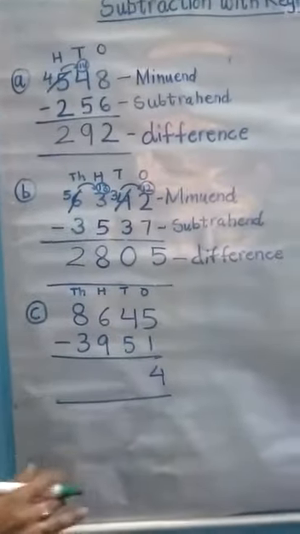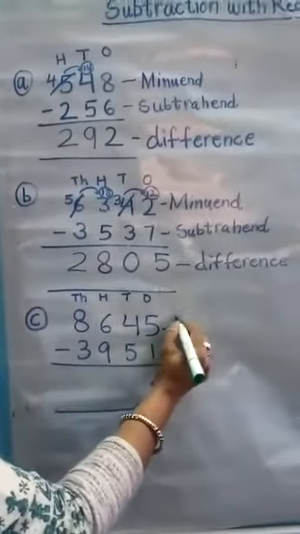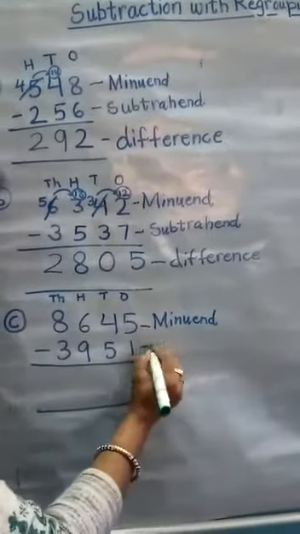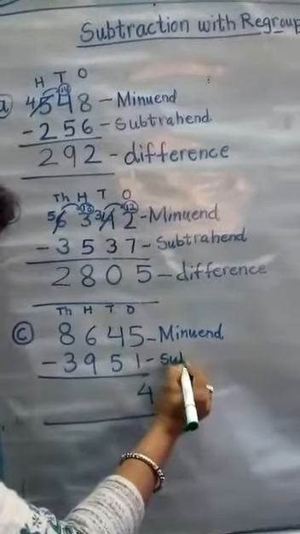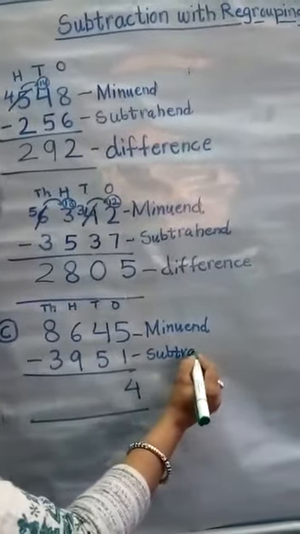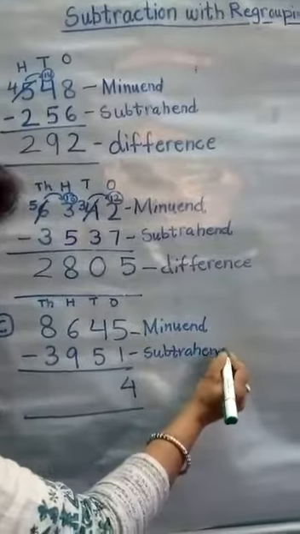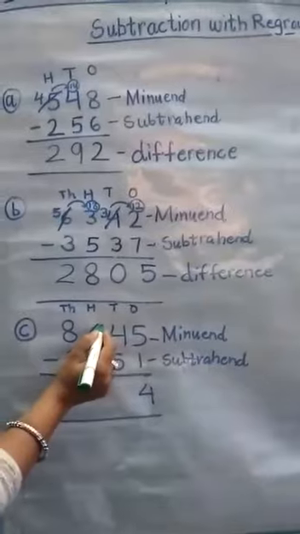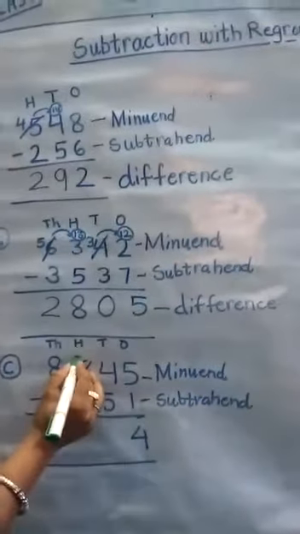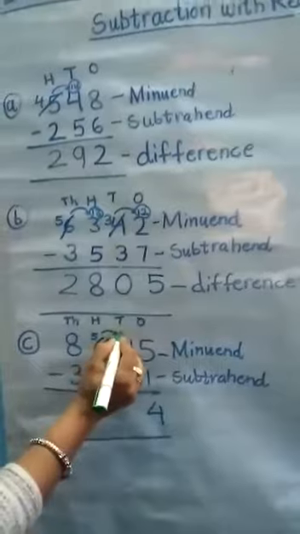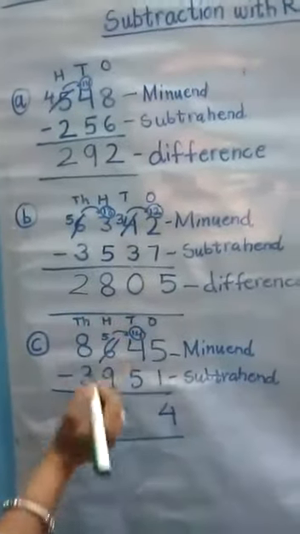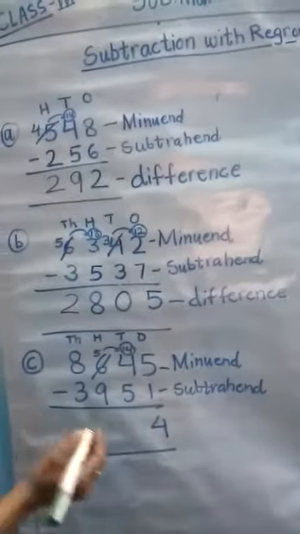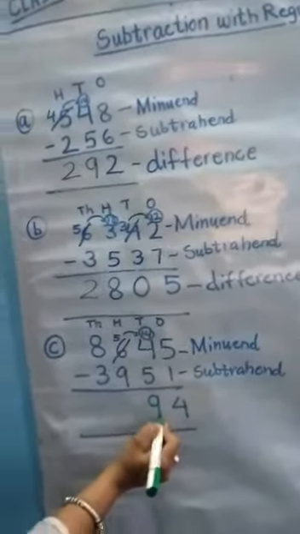4 minus 5 is again not possible. You have to use these terms, minuend and subtrahend, whenever you are doing subtraction. I have told you in the earlier class also that these are the keywords and you have to learn the spellings also. Now look, 4 minus 5 is really very difficult. So in this case, we have to take help from the hundreds place value. It will be 5 and it will convert into 14. So 14 minus 5 is really very easy. The answer is 9.